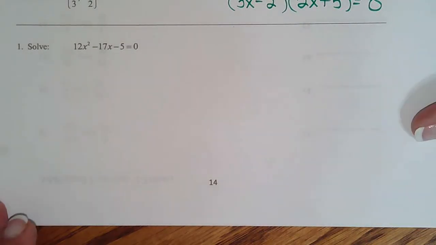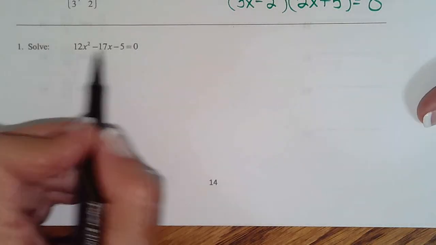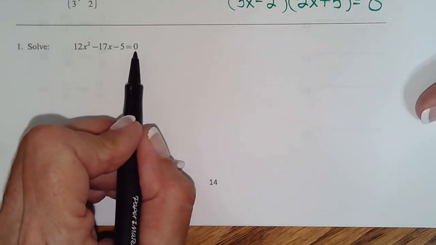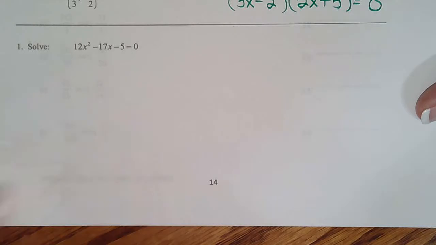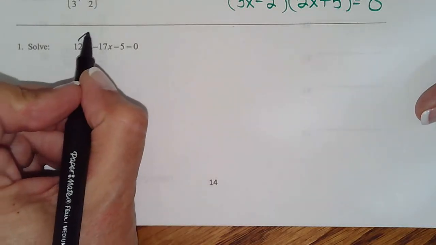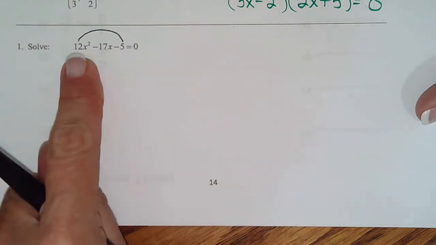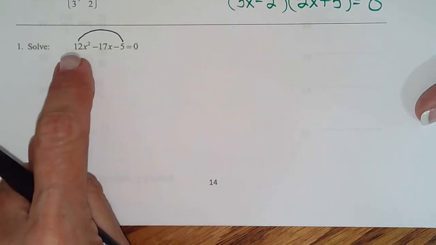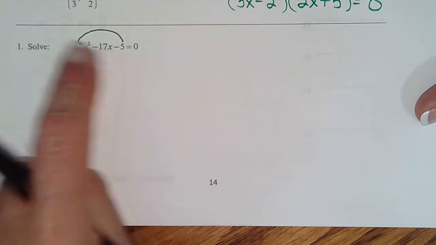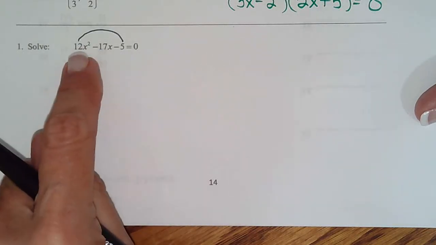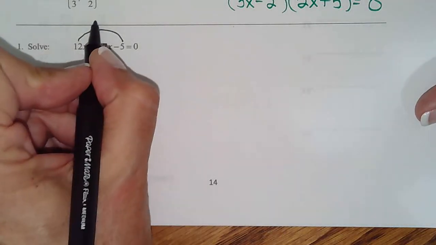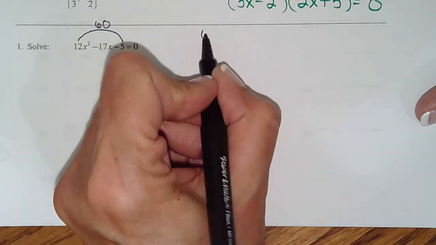60! They love that. That's like the 4th time we've seen 60. So first off, step 1 is set it equal to 0. Done. Step 2 is multiply A times C. Why? Because there's no GCF. And when we have a trinomial where the leading term is not 1, we have to use AC.